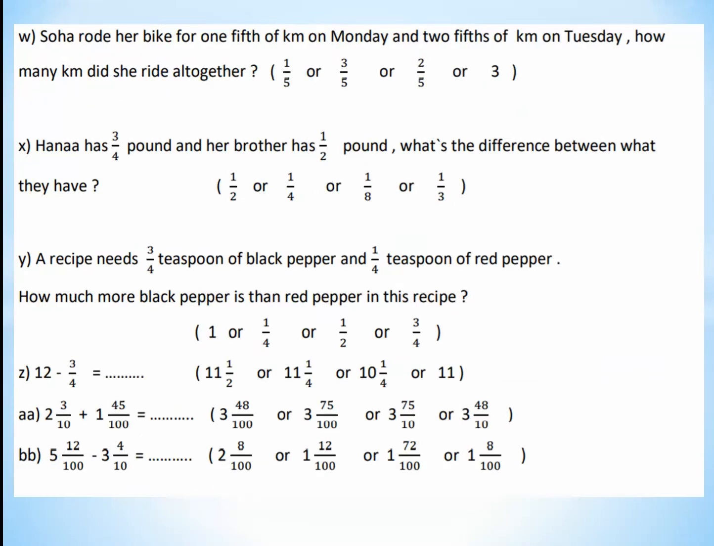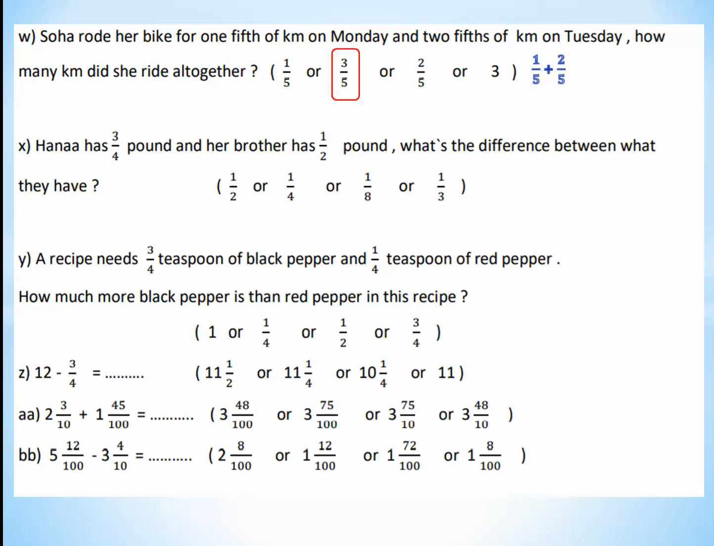Soha rode her bike for 1/5 of a kilometer on Monday and 2/5 of a kilometer on Tuesday. How many kilometers did she ride altogether? It will be 1/5 plus 2/5 equals 3/5.